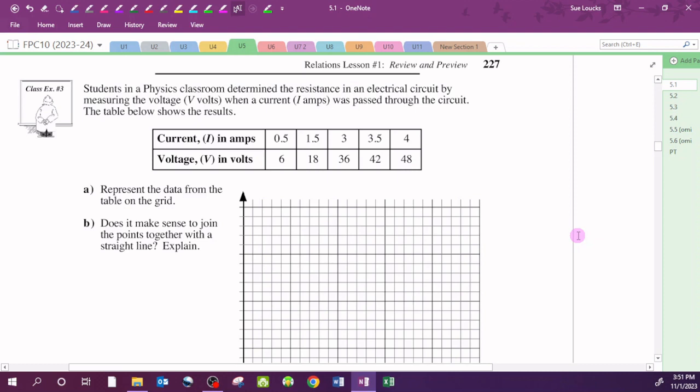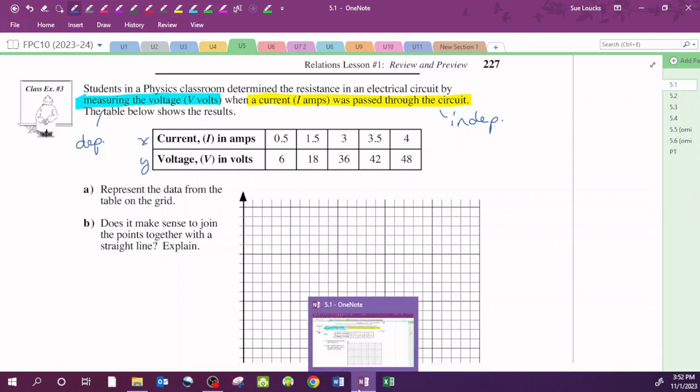Students in a physics classroom determine the resistance of an electrical circuit by measuring the voltage when a current is passed through the circuit. So since we are passing the current through the circuit, this is our independent variable. And then we are measuring what happens, so this is our dependent variable, okay? And that matches our table because we've got the independent on top. So this is going to be our horizontal or x-axis, and this is our y vertical axis. We're going to graph it.